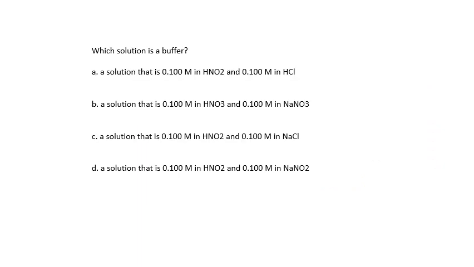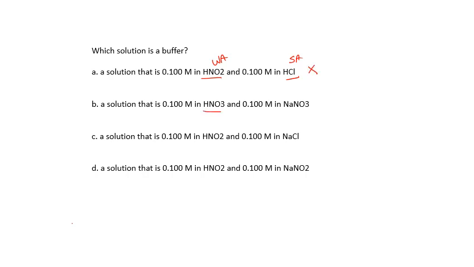Now let us practice some questions. We have a set of solutions here and we have to identify which solution is a buffer. By definition, a buffer is a combination of a weak acid and its conjugate base, or a weak base and its conjugate acid. So that's what I'm going to look for. In the first one, the combination is HNO2 and HCl. We can see that HNO2 is a weak acid and HCl is a strong acid. So by definition, this is not a buffer.